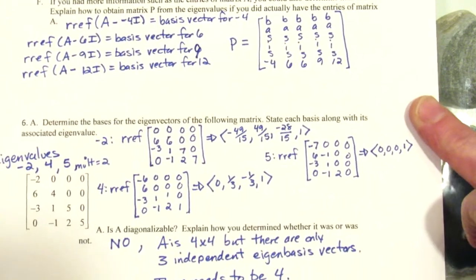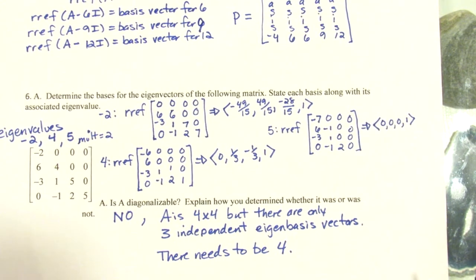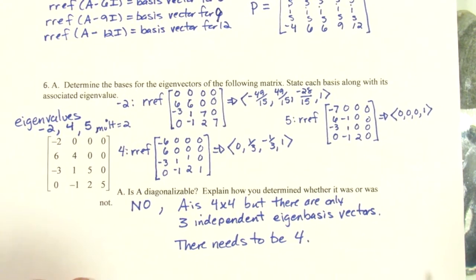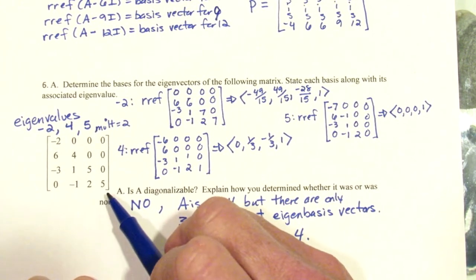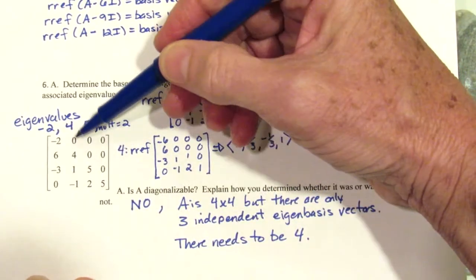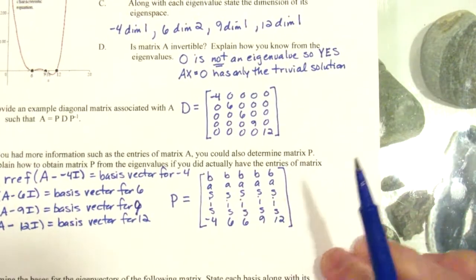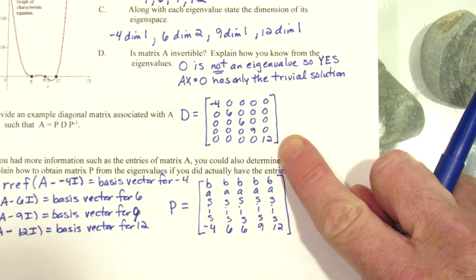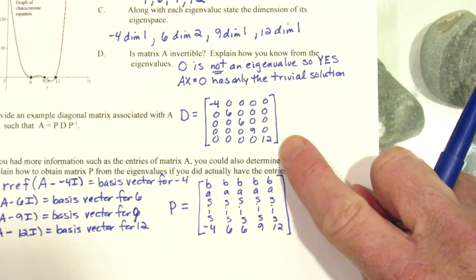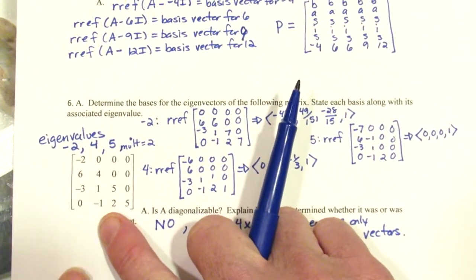Looking at a last example here, determine the basis for the eigenvectors of the following matrix, and then state each basis along with its associated eigenvalue. Well, first of all, notice that my matrix is triangular. Triangular means that zeros form one triangle of the matrix. Actually, diagonal matrices are kind of a special version of triangular matrices, but usually if the zeros are on both sides, we just call it a diagonal matrix. So this is a triangular matrix.